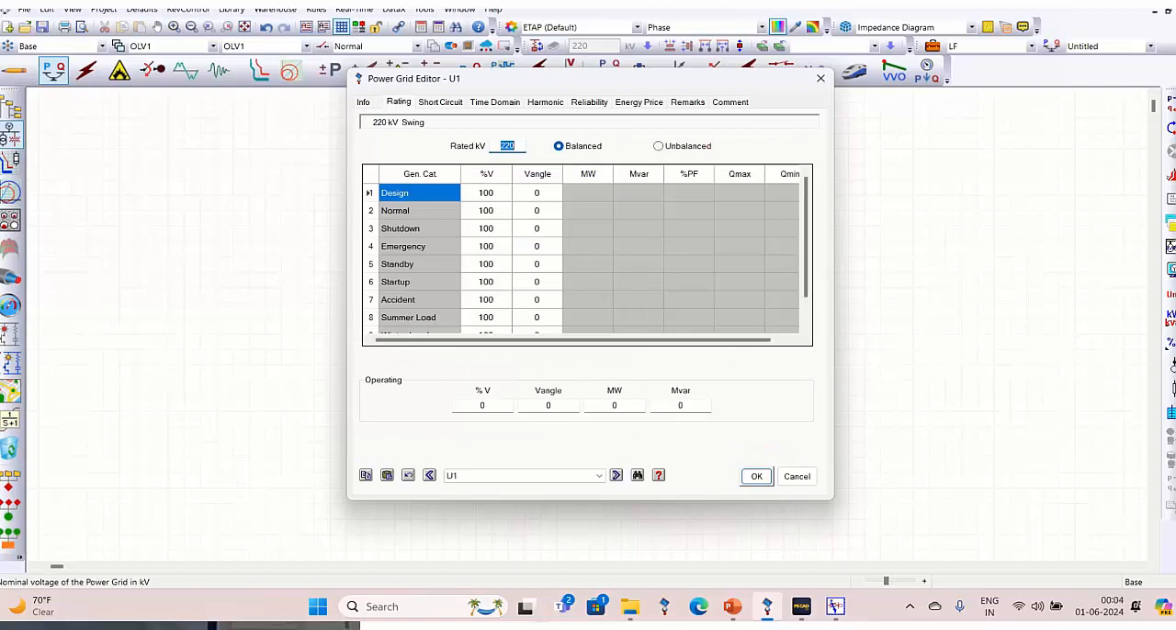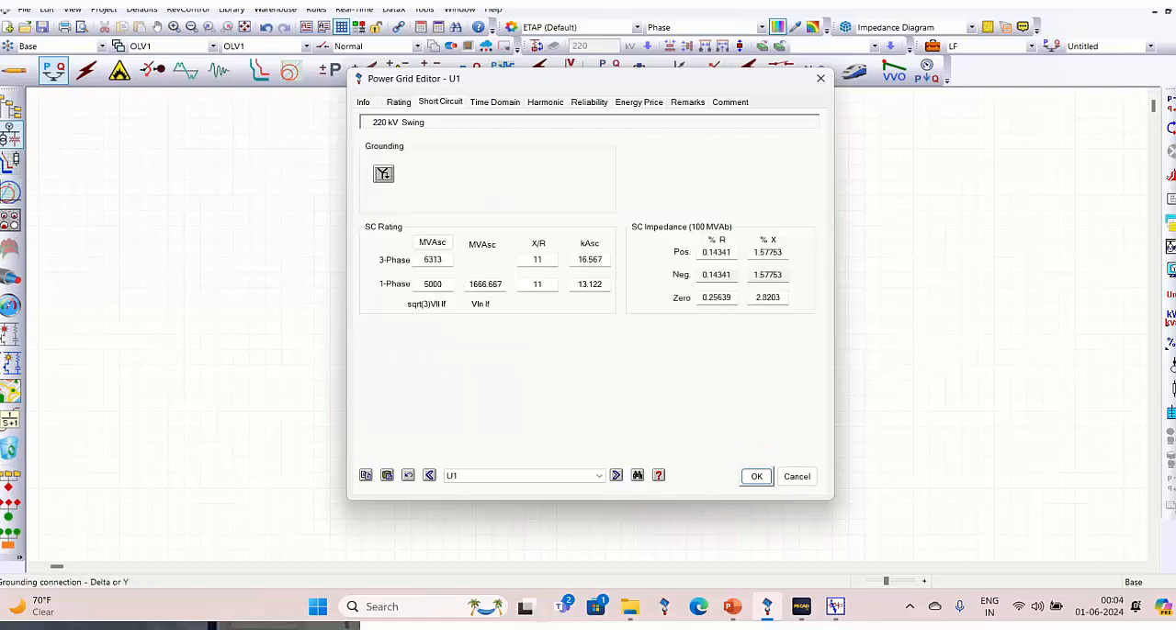For the rating, you choose 220 kV, short circuit, 11 X/R ratio for both single phase and three phase, 6313 is three phase fault MVA, 5000 is single phase fault MVA. Have a look at this positive sequence resistance and positive sequence reactance provided in terms of percentage. In fact, positive sequence and negative sequence, both the values are same. And look at zero sequence.